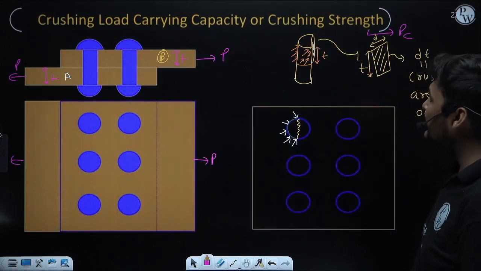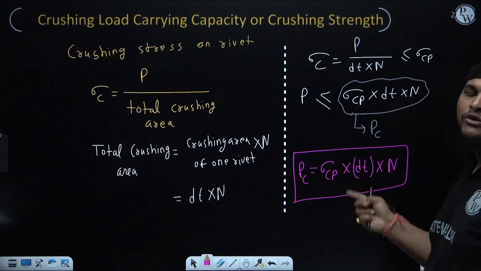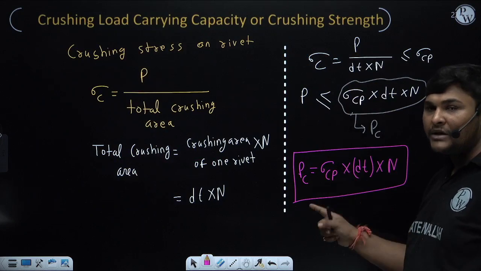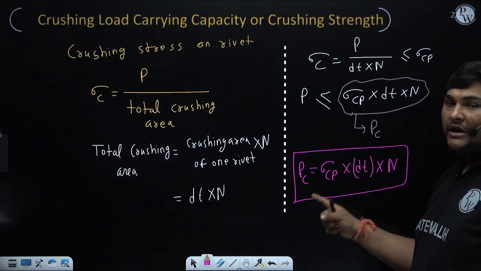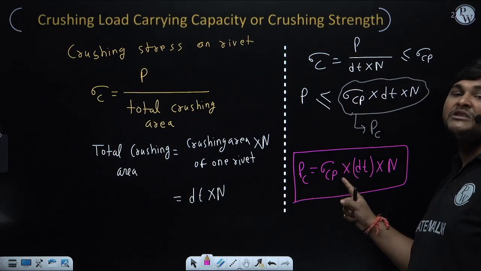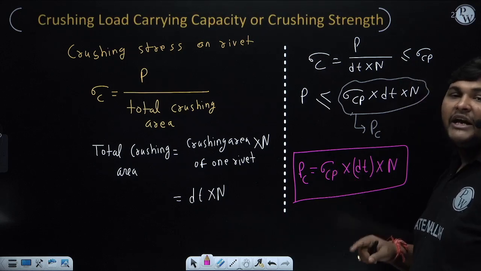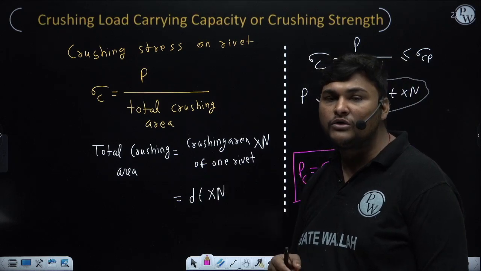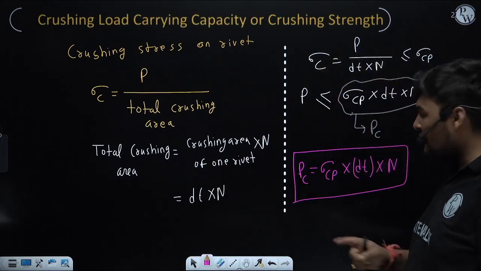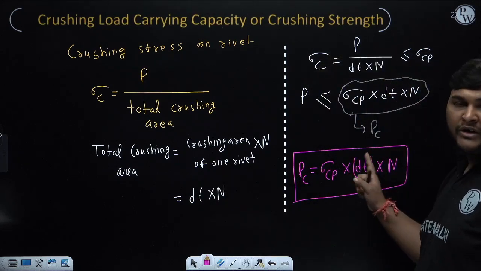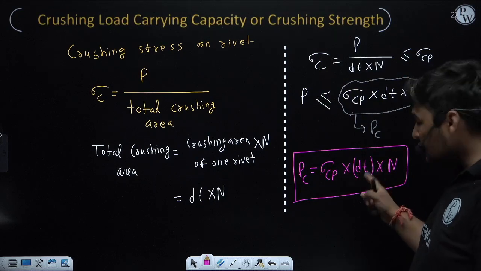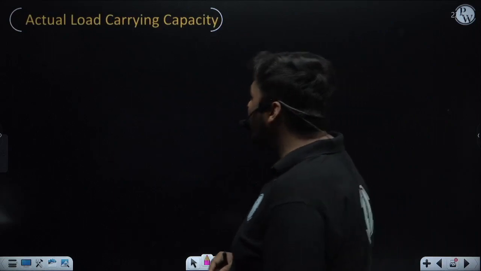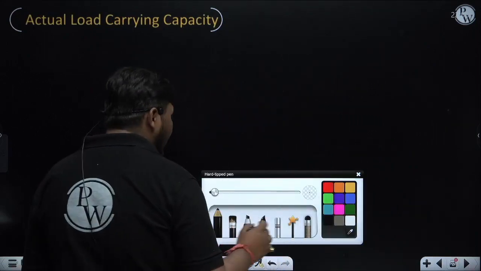Now, what is crushing load carrying capacity? It is the load carrying capacity to avoid crushing failure. When we are calculating crushing load carrying capacity, we will equate sigma C with permissible crushing stress, that is sigma CP, into total crushing area, because crushing failure will occur when crushing of all rivets is occurring. And how to calculate total crushing area? For that, the crushing area of one rivet, you need to remember this, is dT, into number of rivets per plate, which is capital N. Okay.